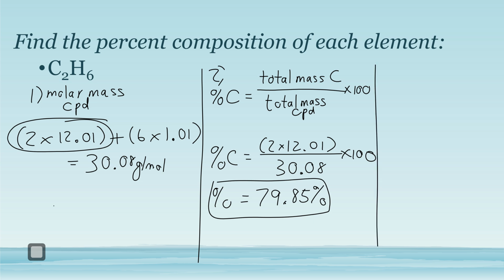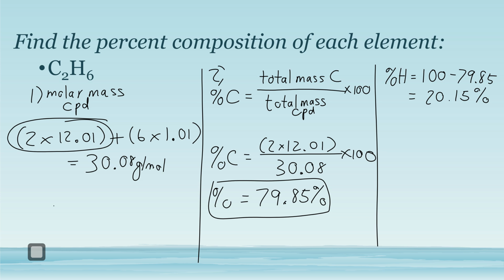Now, since there's only 2 elements here, a quick way to figure out the percent hydrogen is just to subtract 100 minus what you just found, because the hydrogen is the rest. So this is coming out to 20.15%. Okay? That's fine. You could do it that way.